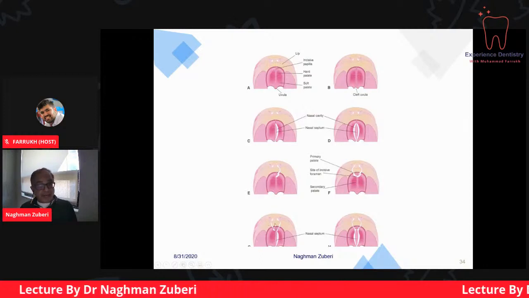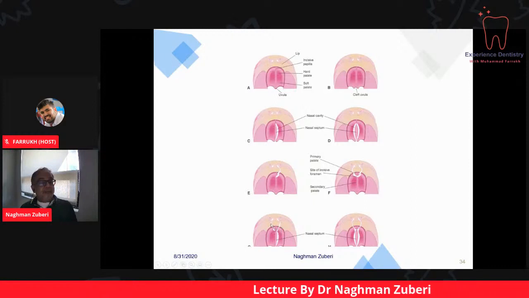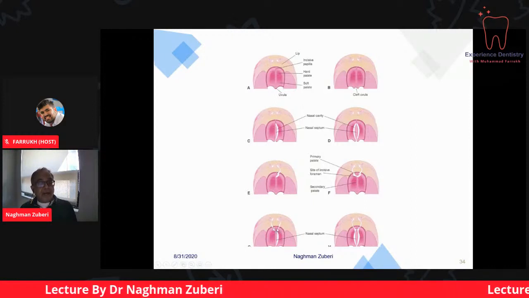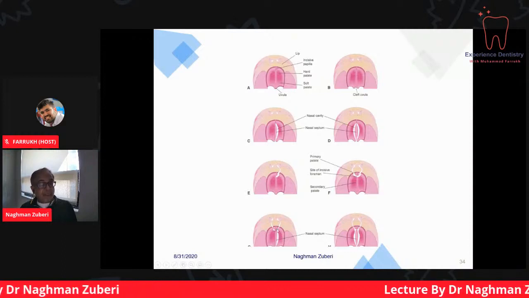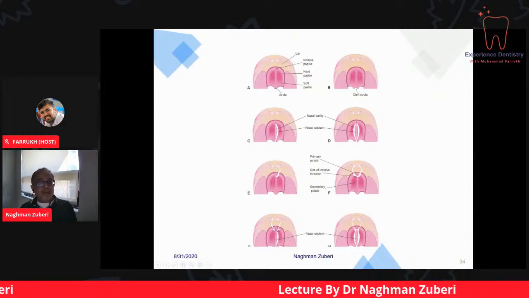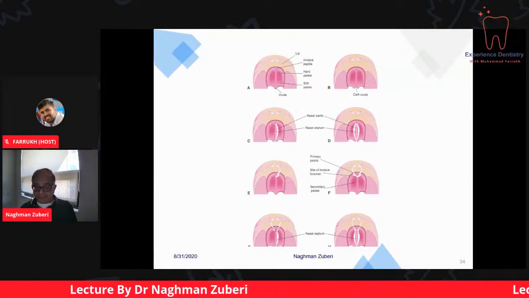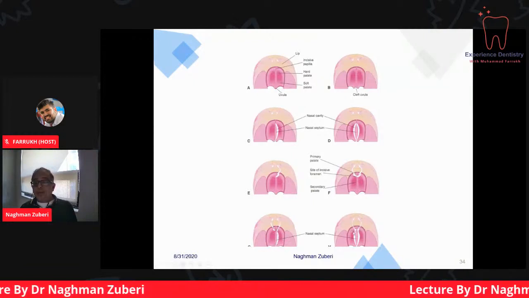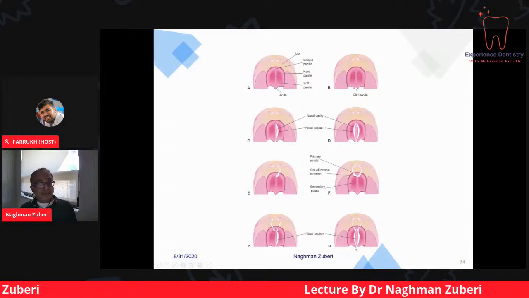It could be a serious condition like this, where there will be bilateral hair lip or bilateral cleft lip, clefting of the primary palate, as well as unilateral clefting of the hard palate or the secondary palate. Or it could be a through and through bilateral clefting.